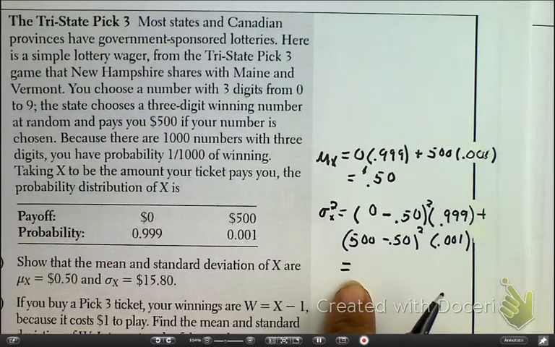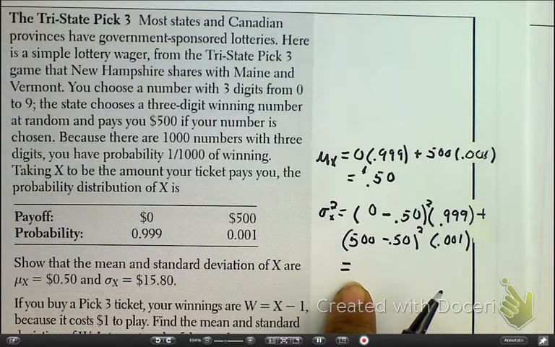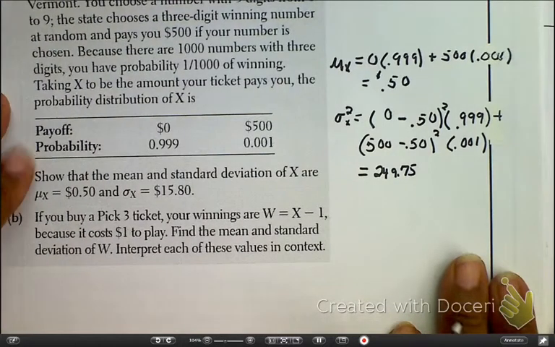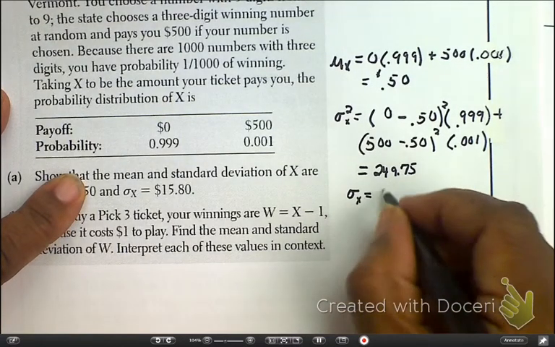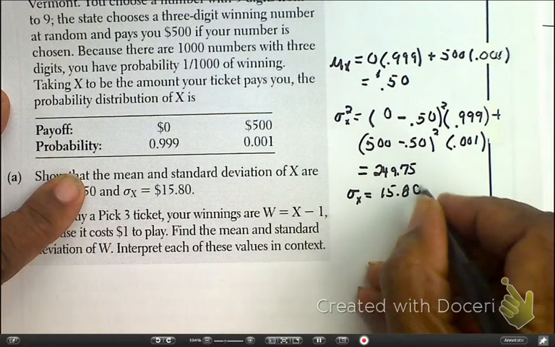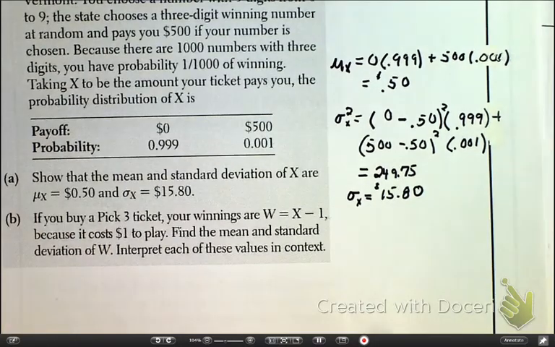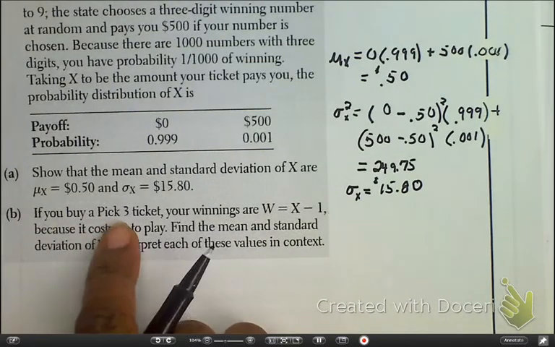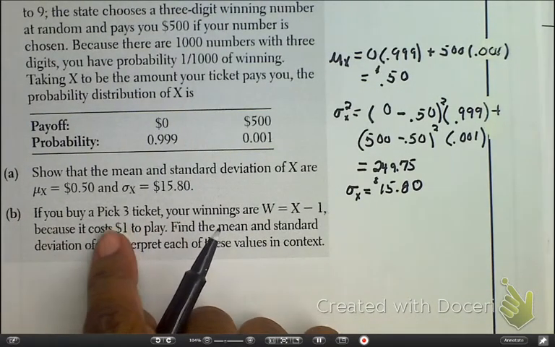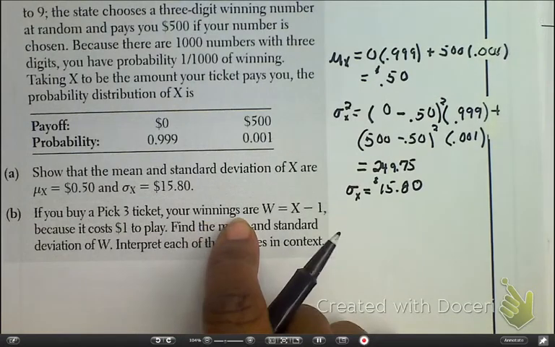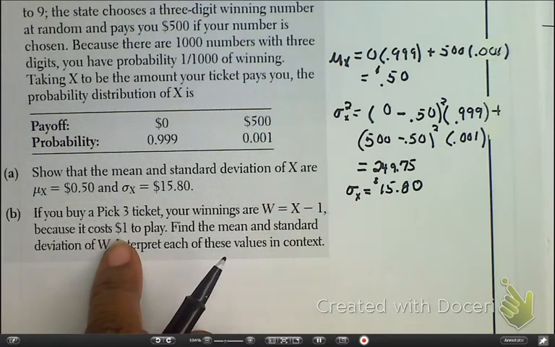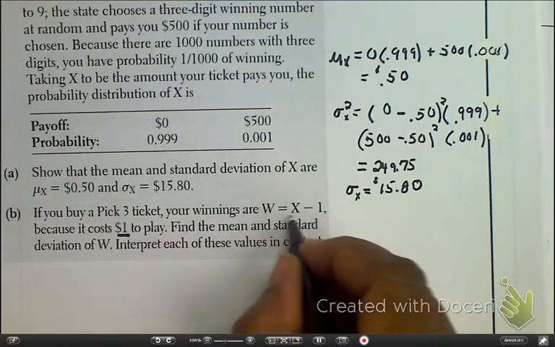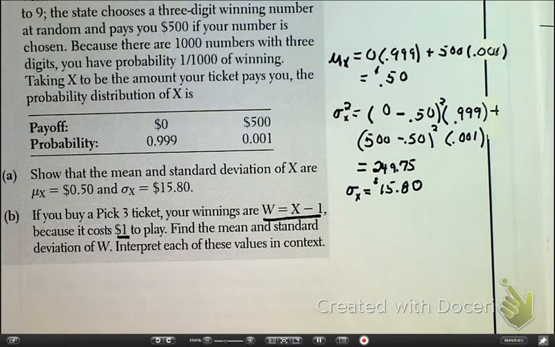Okay, so first we have to find our variance, which is 249.75, and of course our standard deviation is not going to be anything but the square root of that, which is the 15.8. Now the next question says, if we buy a pick 3 ticket, you're going to be winning, and here's the formula that explains it, because the cost is $1. One thing we've got to do is learn how to make these formulas when they are not given for us.